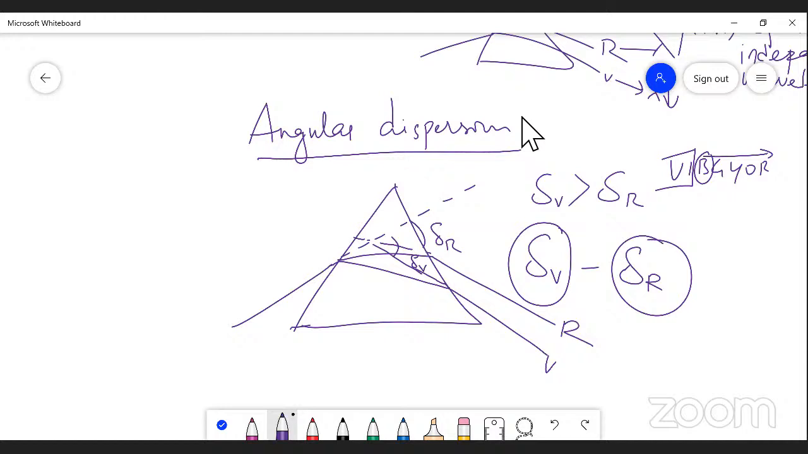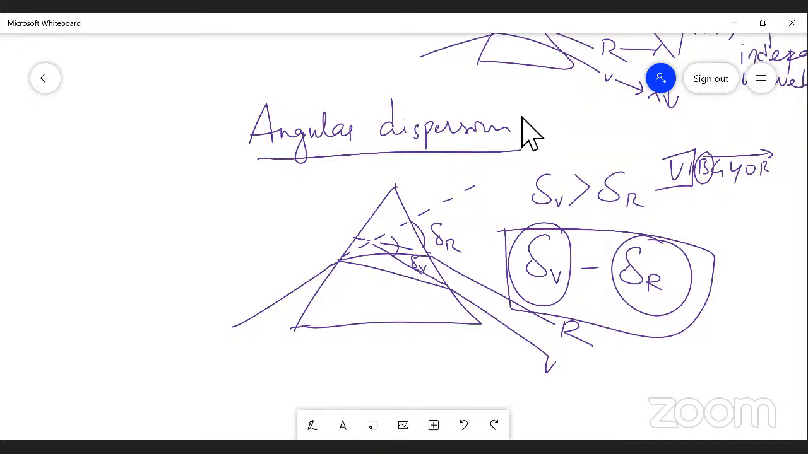And del V minus del R means the difference between the angle of deviation for the two extreme colors. This is called the angular dispersion. The term del V minus del R is the angular separation between the two extreme colors in the spectrum, called angular dispersion. It mainly depends on the angle of prism and the nature of the material of the medium.